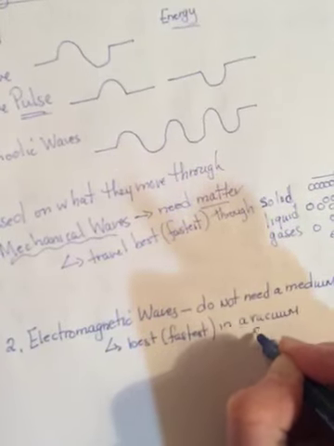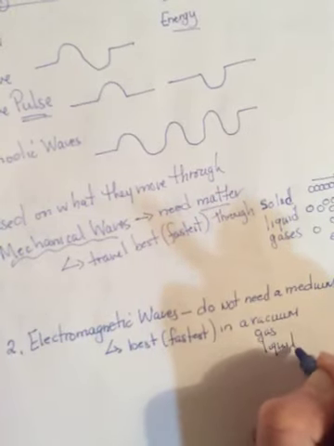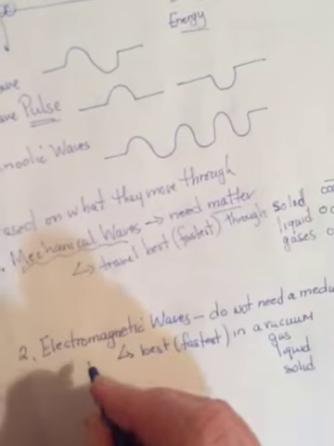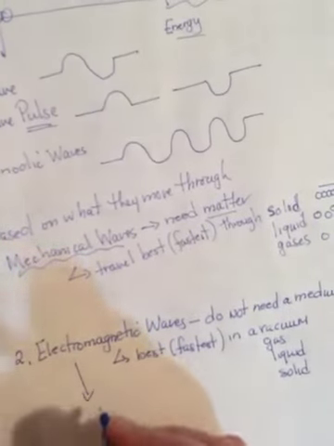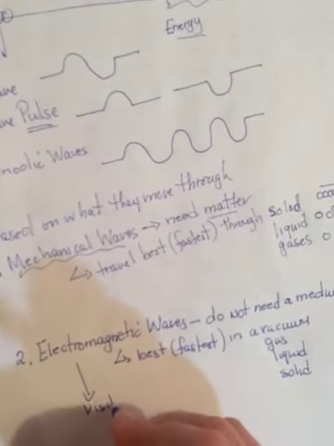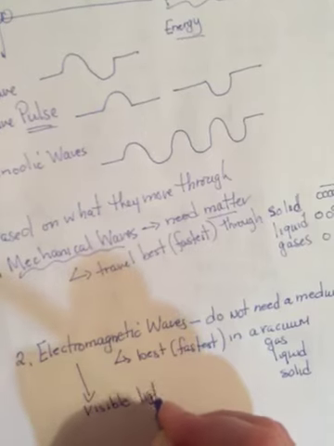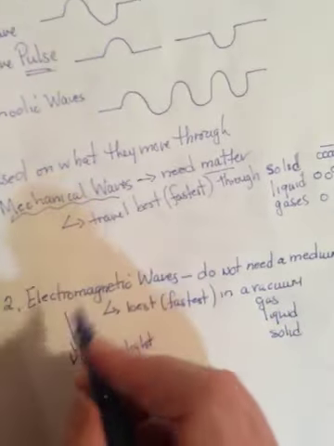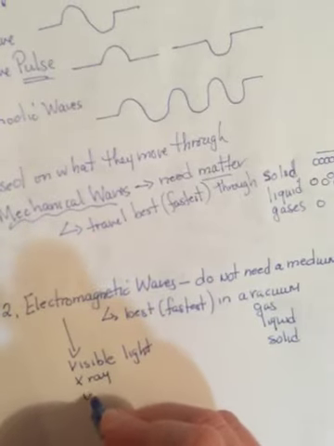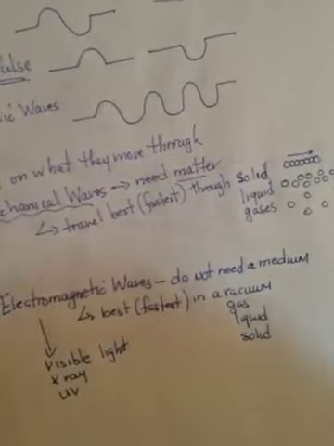Next best would be gas, then liquid, and least well in solids, and in some solids, not at all. Electromagnetic waves are light. Visible light is an electromagnetic wave. Actually, the whole light spectrum. X-rays, gamma rays, infrared, UV, all of them are electromagnetic waves.